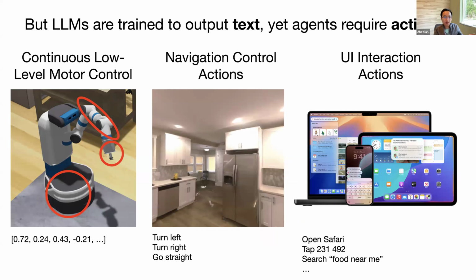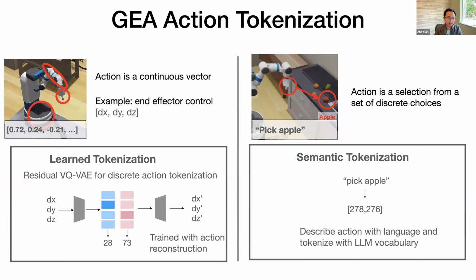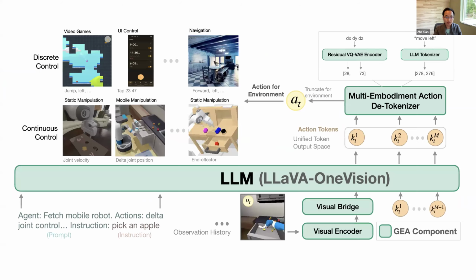But an LM can only output text, right? For agents, we need to require action. So how can we do that? Basically in the paper, we have two kinds of action. One is the learned tokenization for the continuous control task. Another is the semantic tokenizer, which is basically the original LM vocabulary. So by the end it's a multimodal LM, but now you can take action. You transfer your vision language model into a vision language action model.